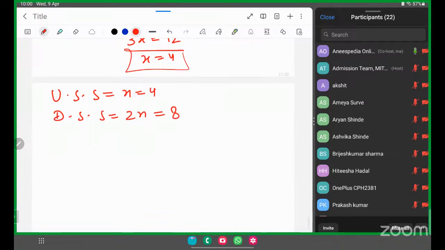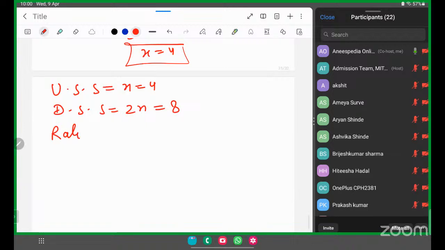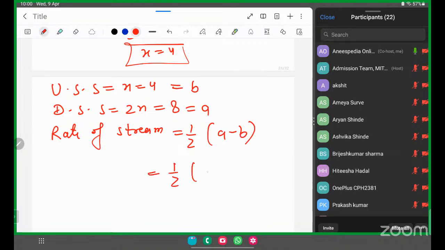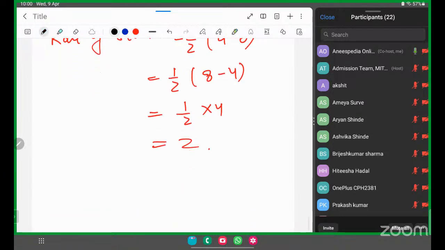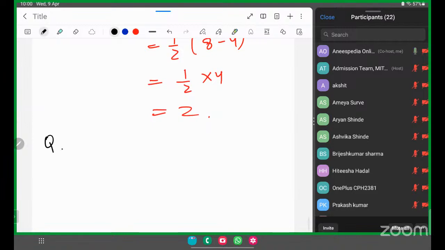So if you want to have the rate of stream, or rate of current of the river, this is B, this is A, it is given by half of A minus B. So this will be half of 8 minus 4. That is half of 4, that is 2. So answer will be 2 in this case. Understood? Understood or any doubt?